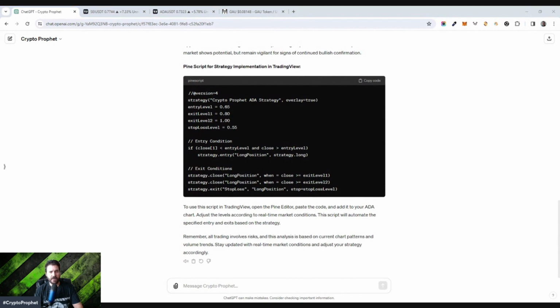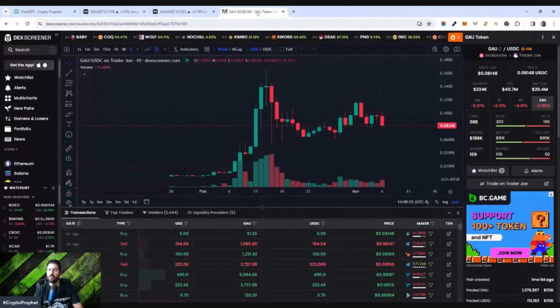This is looking pretty good. I really like how this breaks down. Let's do one more trade.